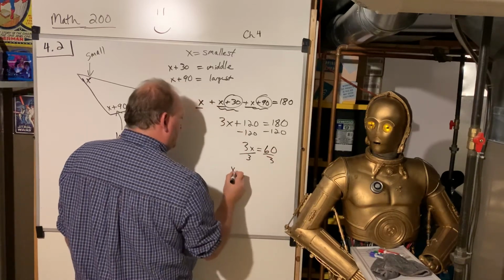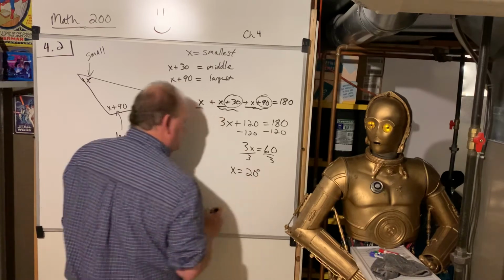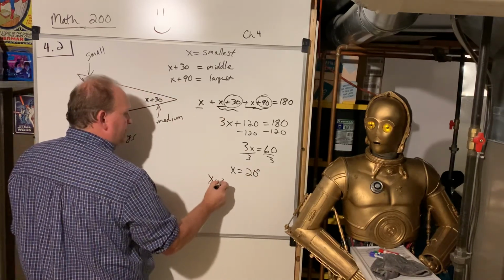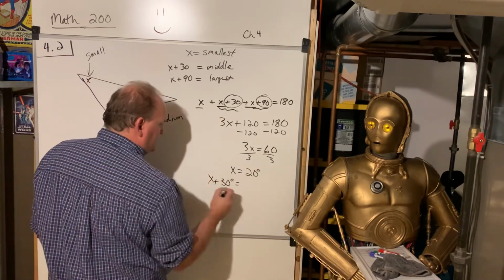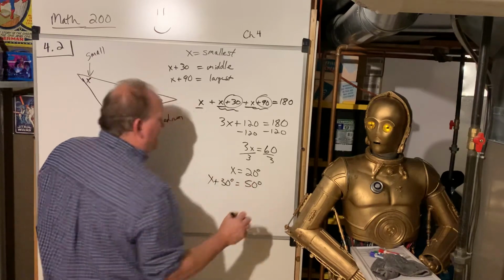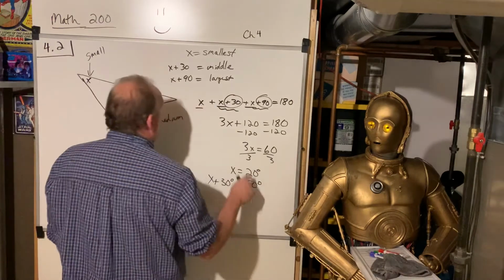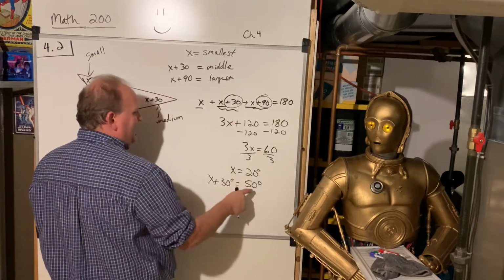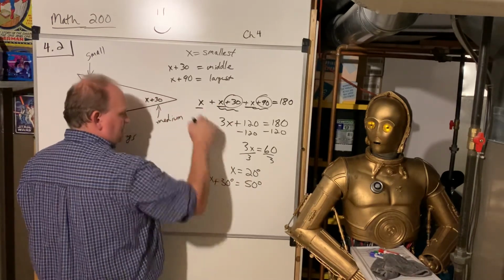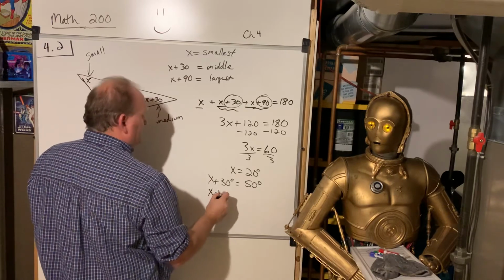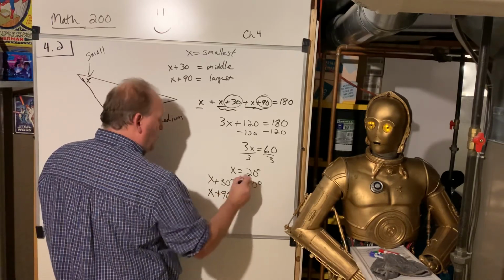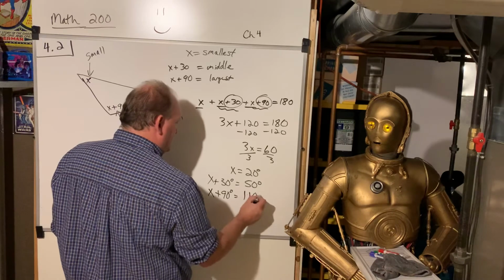So my smallest angle is 20 degrees. My medium angle is that plus 30, which is 50 degrees. And now be careful with this last one, because a lot of mistakes happen here where people say, oh, and then 50 plus 90 is 140. You don't use 50, it's x. So x plus 90 is 20 plus 90, that's 110.